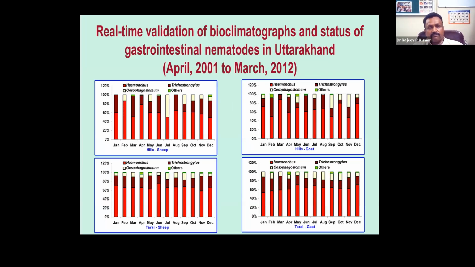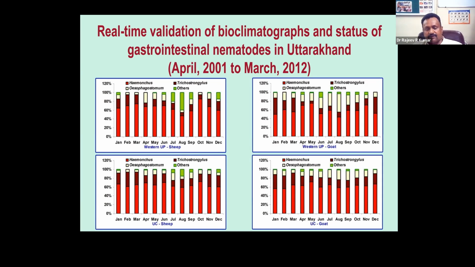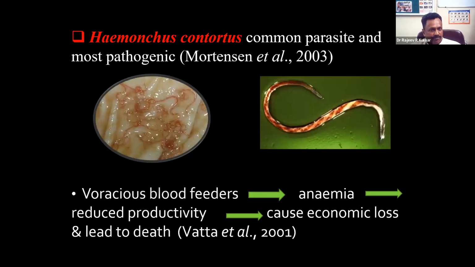If we see the prevalence, I conducted a research trial from 2001 to 2012. After 12 years, Haemonchus contortus, the parasite which parasitizes the abomasum, showed a very high prevalence rate. Haemonchus parasitizes the animals from January to December; the only difference is the intensity of infection. Other parasites like Trichostrongylus, Oesophagostomum and others are less prevalent under field conditions. Among all, Haemonchus contortus is the common parasite of the abomasum of goats, including sheep.